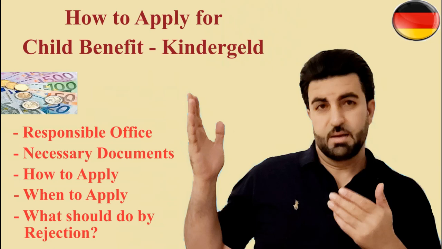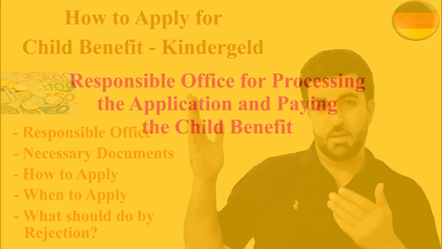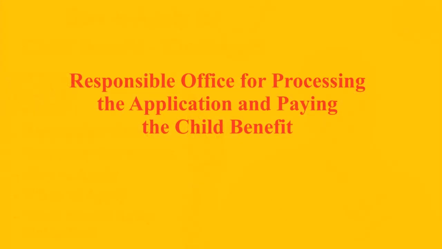Today, I would like to explain for you how to apply for child benefit or Kindergeld in Germany. You can apply for child benefit or Kindergeld in written form in the Familienkasse of the Agentur für Arbeit, which in English means employment agency. For this application, there are mainly two application forms which you should fill in and send together with your relevant necessary documents to the Familienkasse in your relevant city or state.